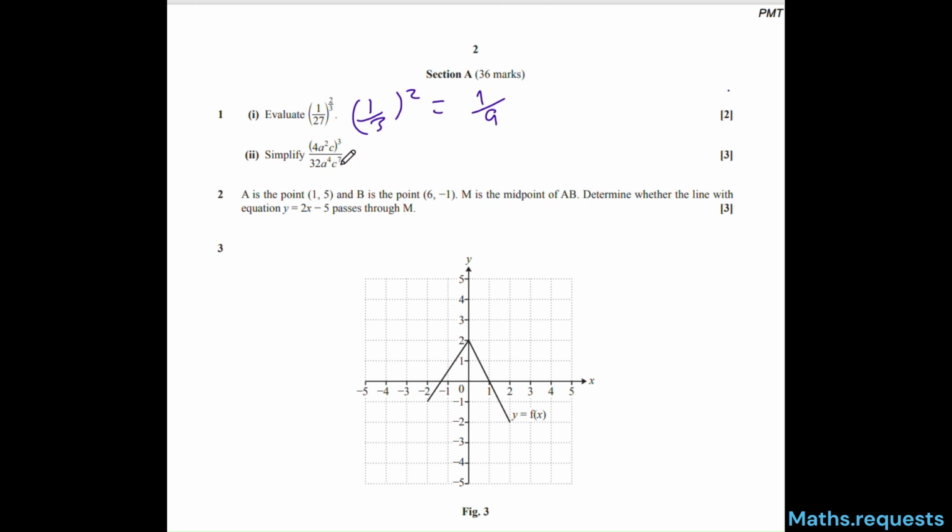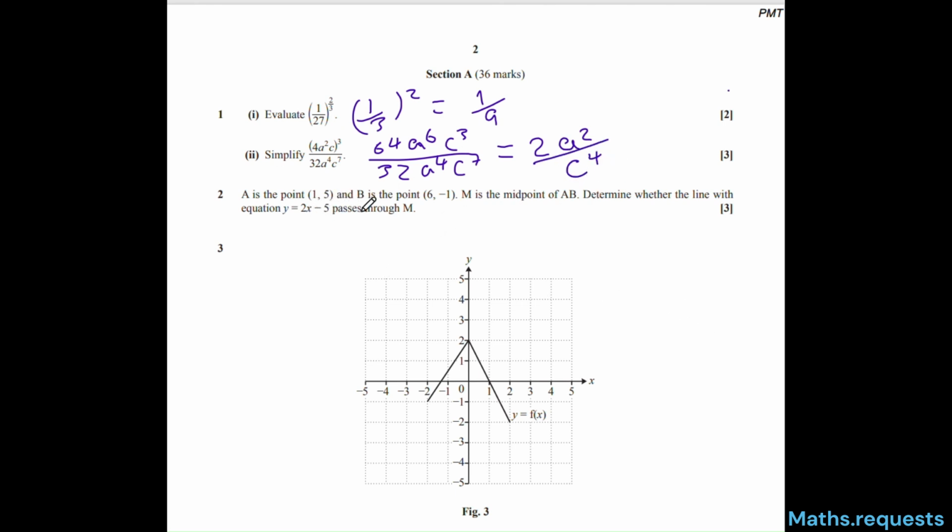Simplify (4a squared c)cubed over 32 a to the power 4 c to the power 7. So first we're going to expand. So 4 to the power of 3 is 64, and then a squared cubed is a to the 6th, and then c cubed over 32 a to the power of 4 c to the power of 7. So when you divide powers you can subtract, so 64 divided by 32 is 2, and then a to the 6th divided by a to the 4 is a squared, and c to the 3 divided by c to the 7 is c to the 4. So that is how you would simplify it.